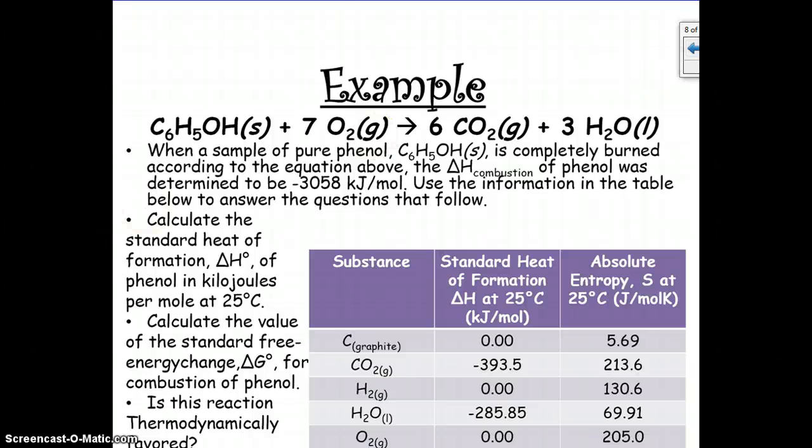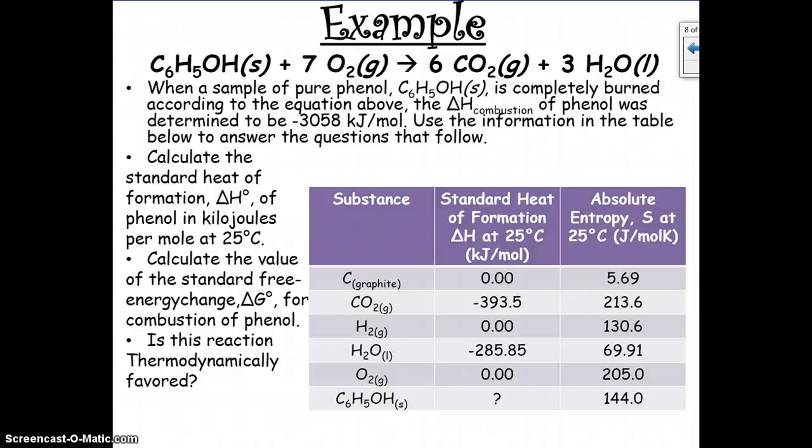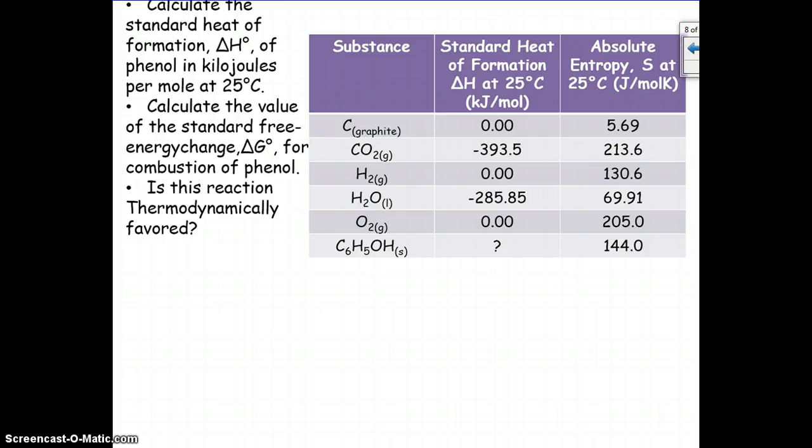All right, in this one, it tells us that that's the equation for the combustion of phenol, and it tells us that the delta H of combustion for the phenol is negative 3,058 kilojoules. And then it wants us to determine the delta H of formation of phenol. And we're given this chart. So we're going to have to do some products minus reactants.